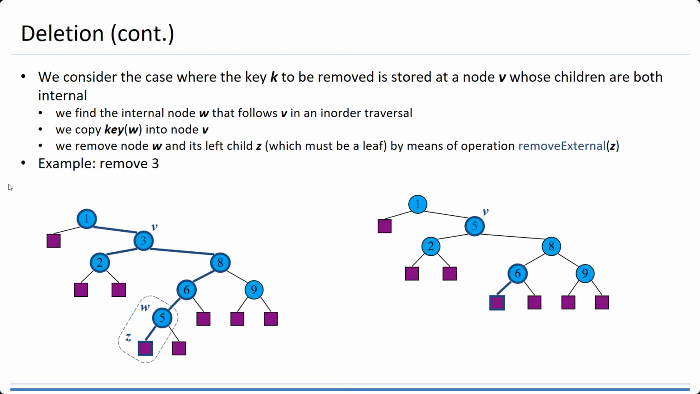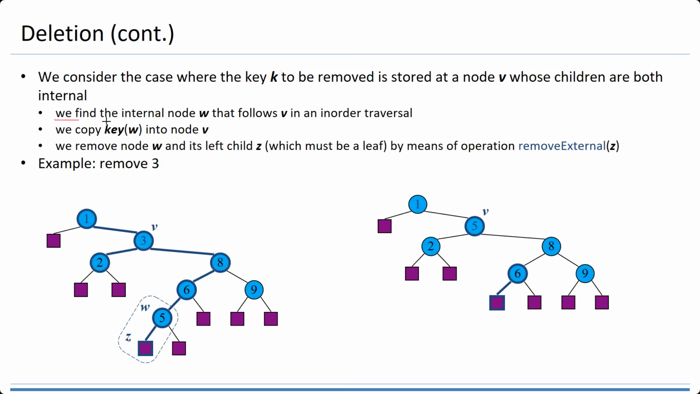Now, let's consider another kind of situation. We consider the case where the key K to be removed is stored at the node V whose children are both internal. So for example, I want to remove 3. In this case, this is an internal node and this is an internal node. So how can we remove this node?